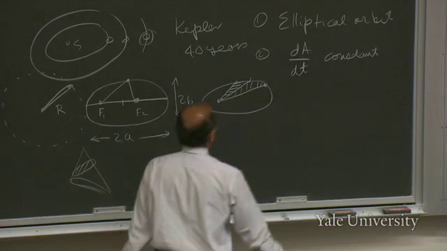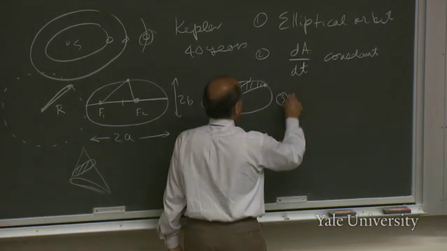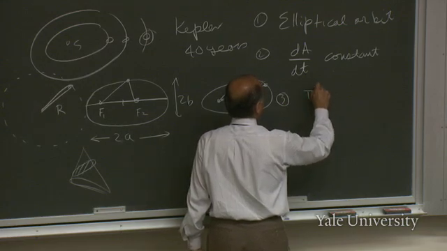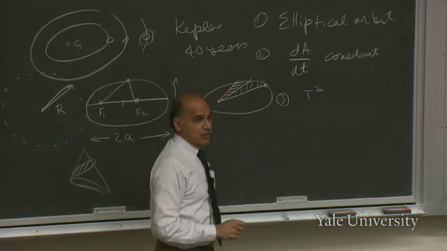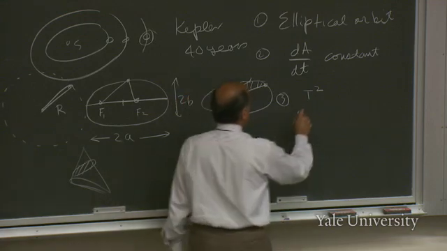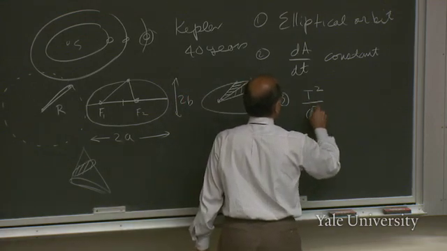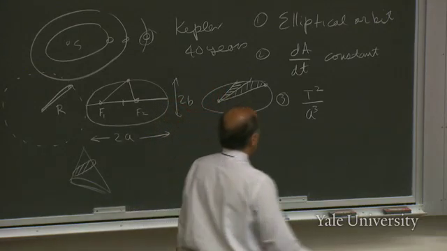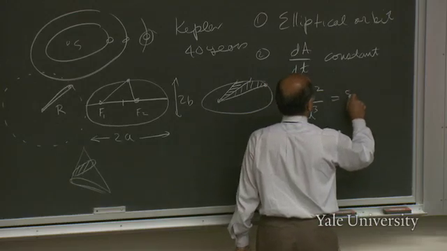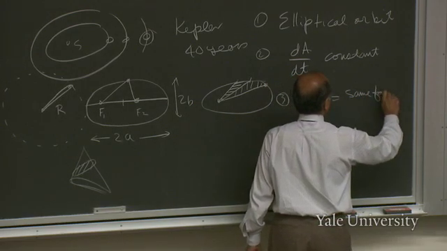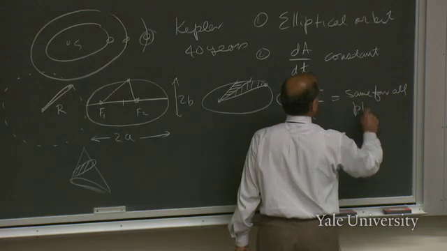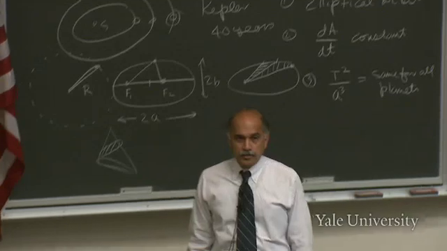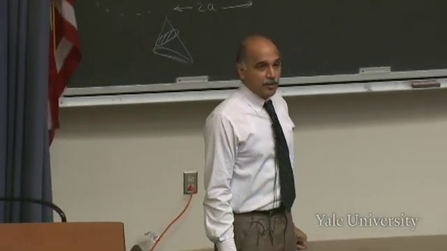And the third result is that the square of the time it takes a planet to go around the sun, divided by the cube of the orbit size, is the same for all planets. That's it. These are the three laws of Kepler.